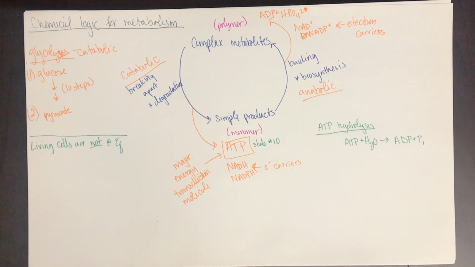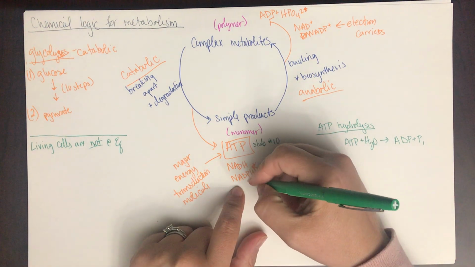What else to say? Some things to pay attention to as we're going through a lot of these processes is to see when things are being oxidized or reduced. So oxidation and reduction is when we're transferring hydrogens, and there's a good example for NAD or NADP.